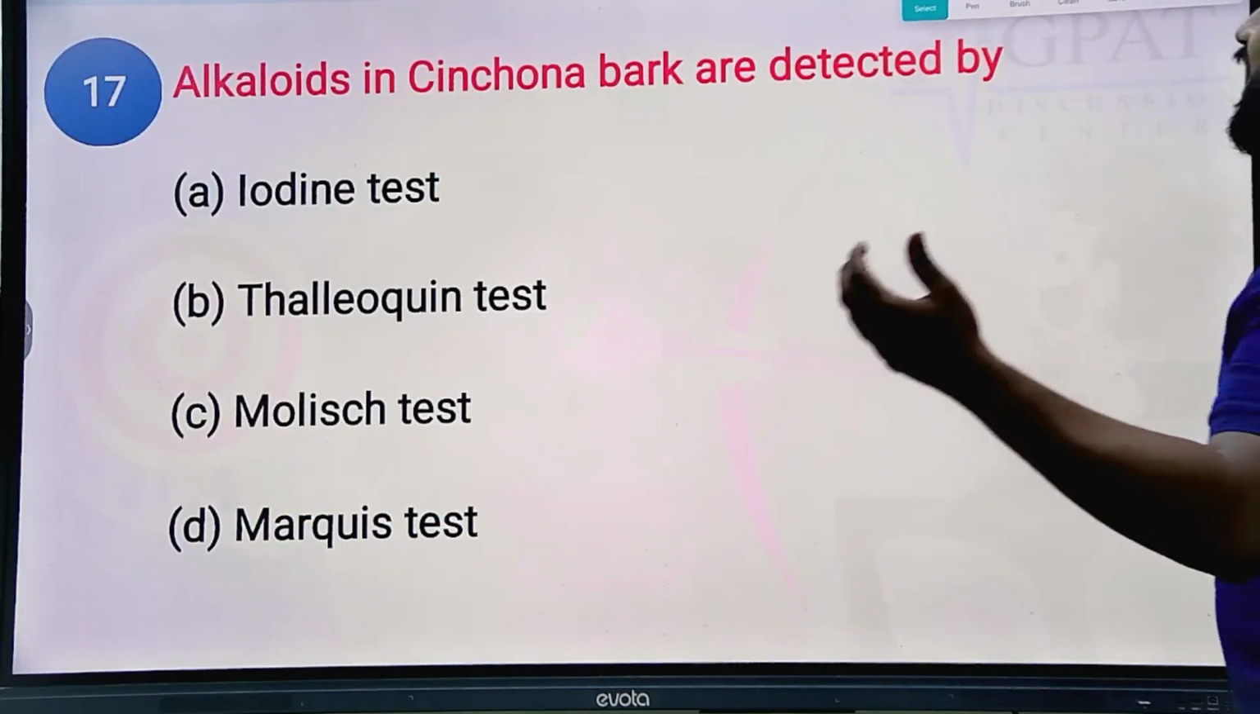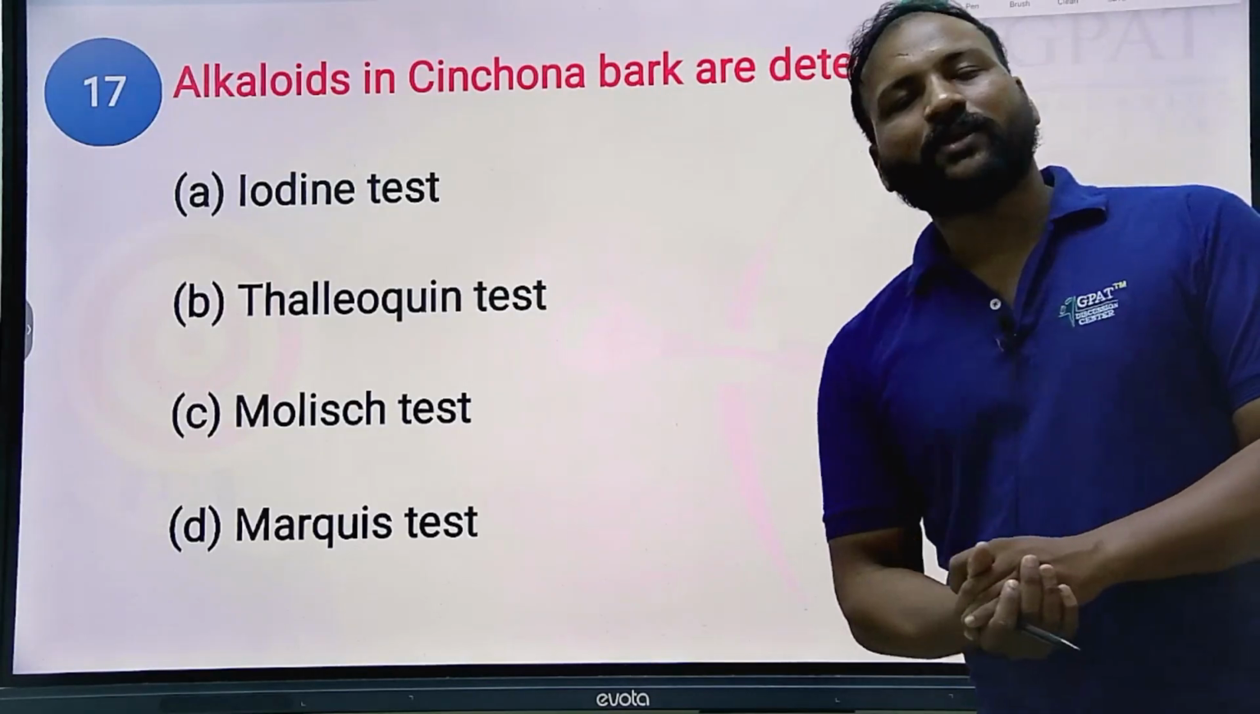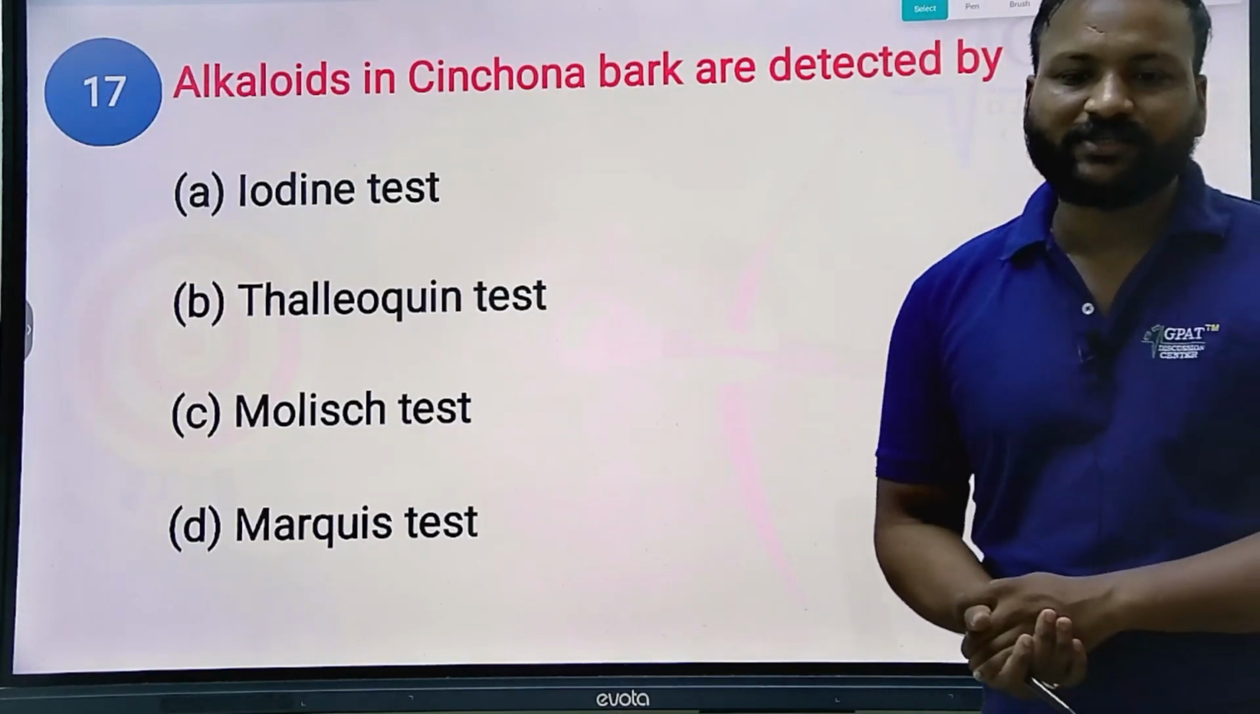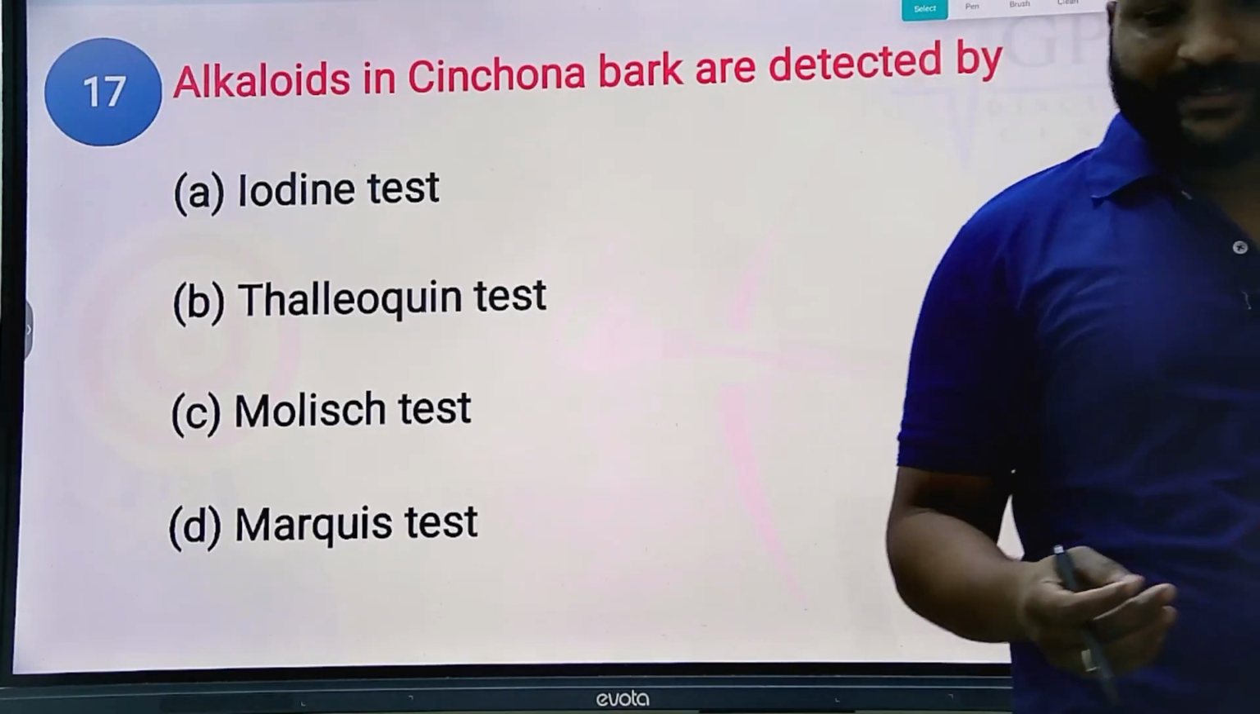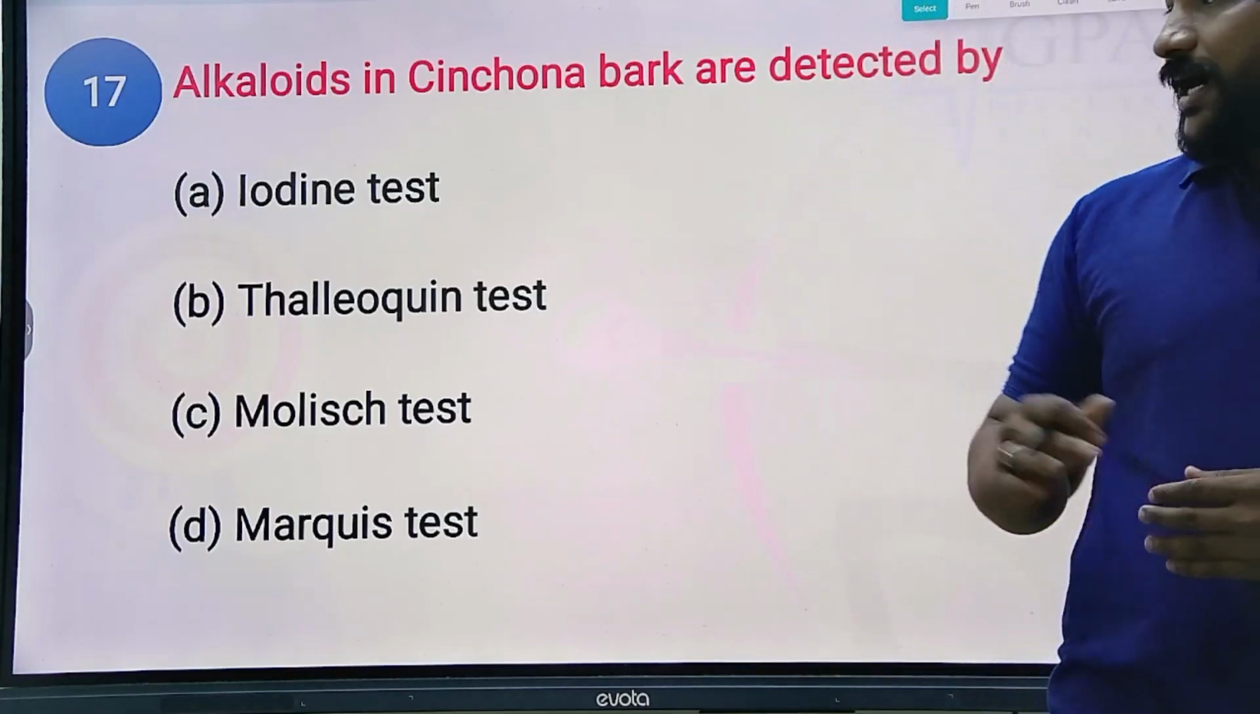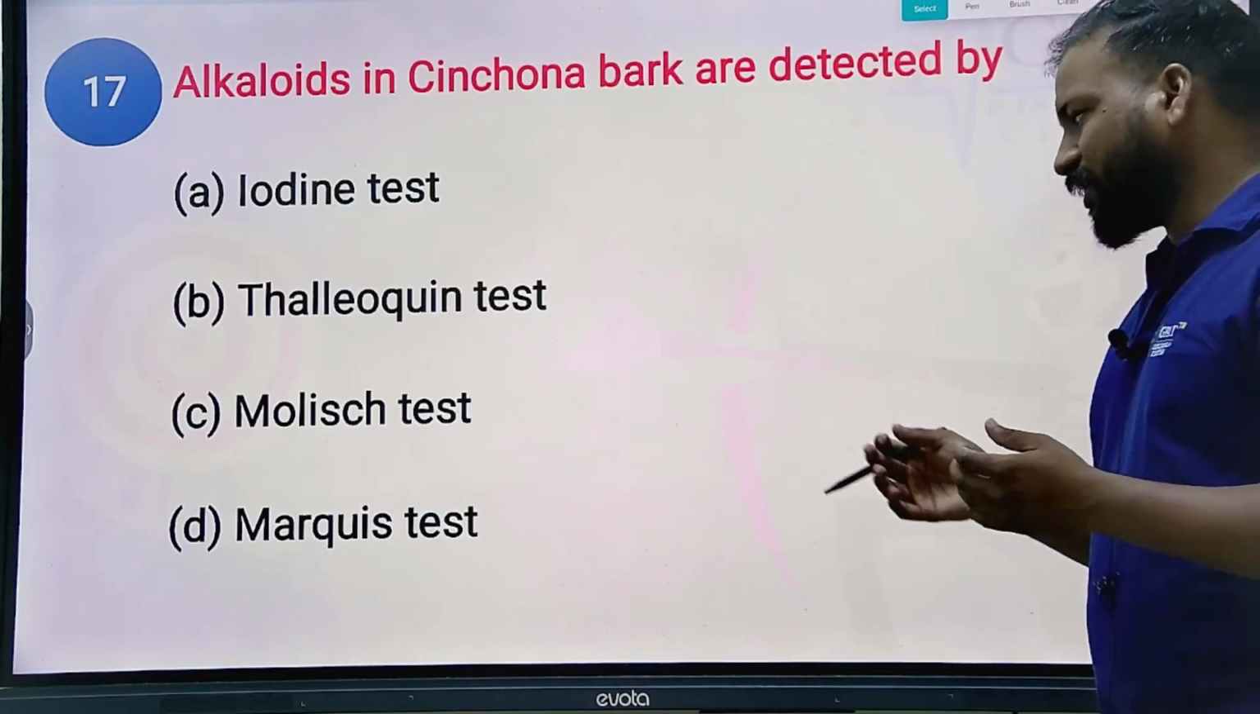The alkaloids in Cinchona bark are detected by what? What is the identification test for these alkaloids? Is it the iodine test, the thalleioquin test, Molisch's test, or Marquis test?